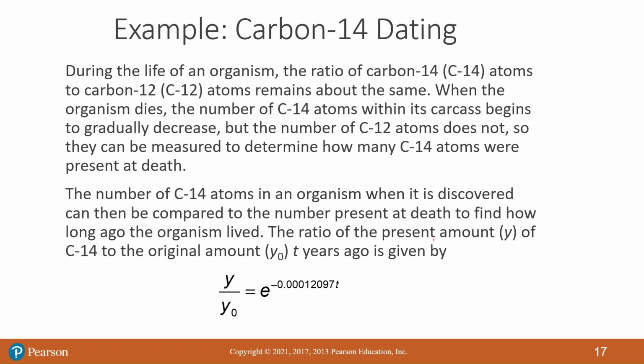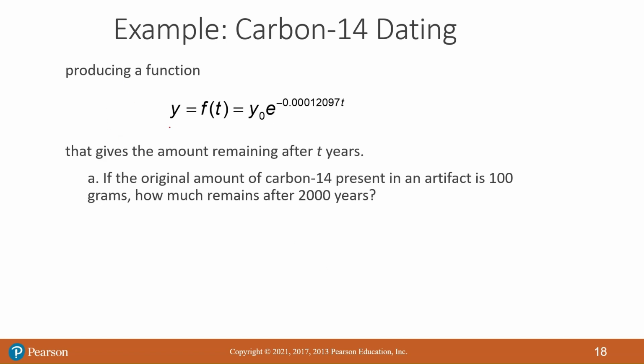The ratio of the present amount, y, of the carbon-14 to the original amount, y naught, t years ago is given by y over y naught equals e raised to the negative 0.000120970t. Now, that produces the function y equals f of t, which equals y naught times e raised to the negative 0.000120970t. It gives the amount remaining after t years. If the original amount of carbon-14 present in an artifact is 100 grams, how much remains after 2,000 years?